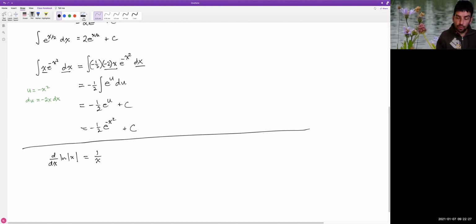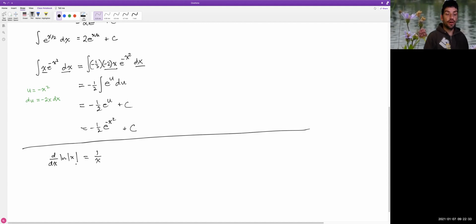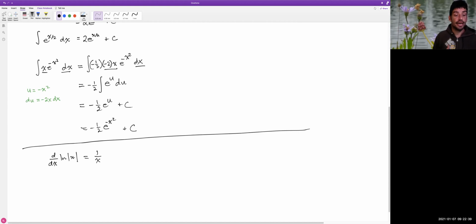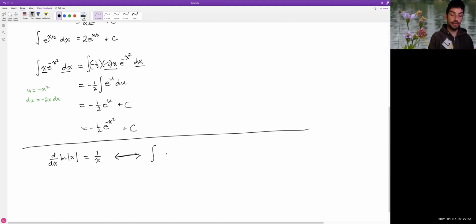And so I'm thinking ahead to we're going to be going backwards. When we get 1 over x, we don't know whether or not it came from the natural log with an absolute value or not, because without it, it's also 1 over x. And so this covers all of our bases. So we use this rule to make this rule about derivatives to make a rule about antiderivatives.